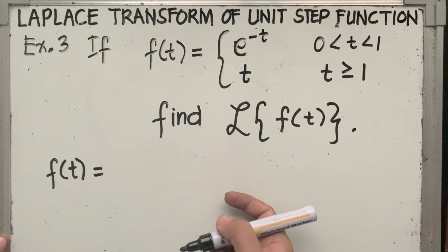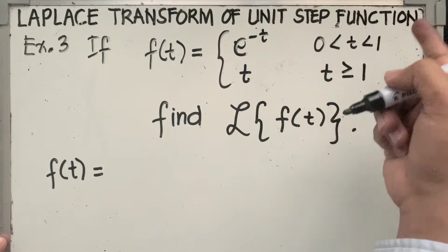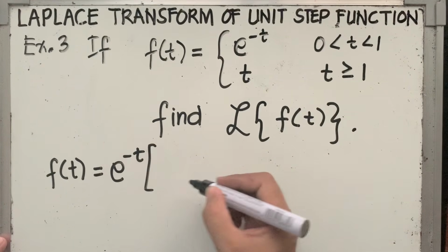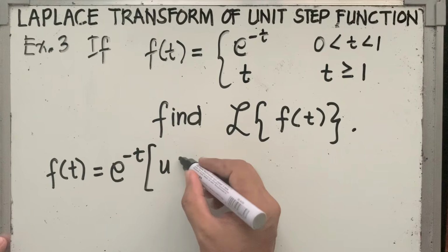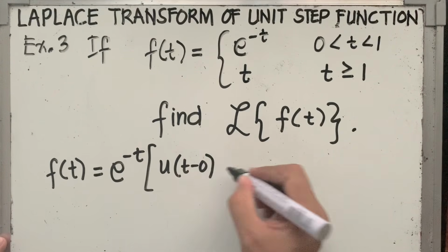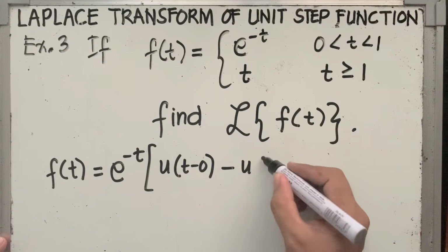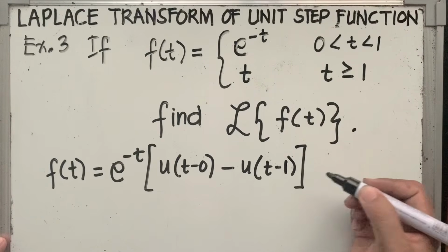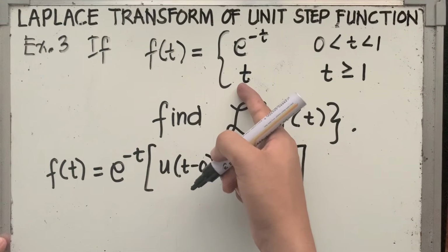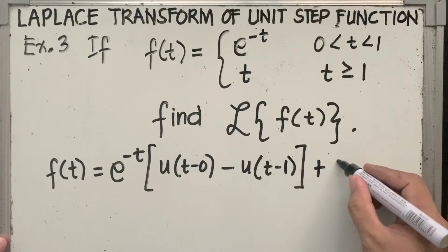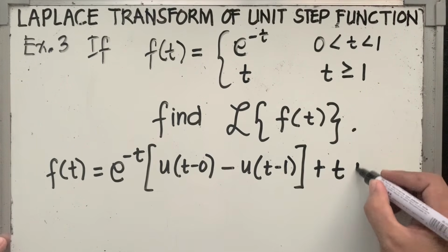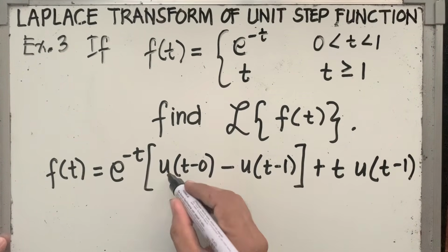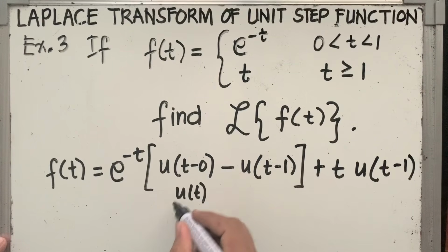Okay? So, f of t, so na natin, is equal to e raised to negative t, yung value niya, from 0 to 1. So, ano nga ba yung u of t, diba? Minus 0. So, 0 siya nagsimula. Minus u of t minus 1. Ito yung rectangular form ng unit step function. Okay. Plus t at t greater than or equal to 1, so u of t minus 1. So this is how you write the given definition ng unit step function.